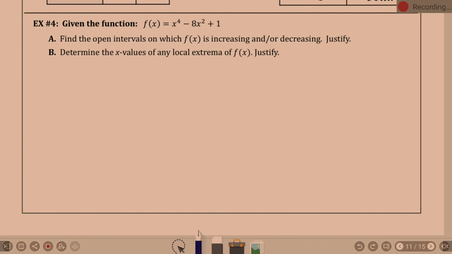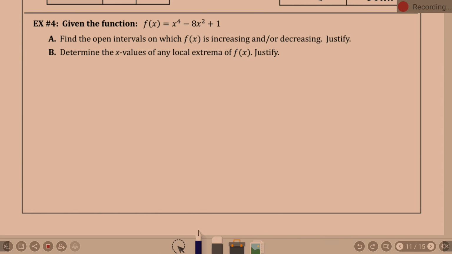Okay, 4. Given f of x equals x to the fourth minus 8x squared plus 1. Find the open intervals on which f of x is increasing or decreasing, justify. Determine the x values of any local extrema. So this is basically doing what we just did, and then also classifying them as mins and maxes, which we unofficially just did.